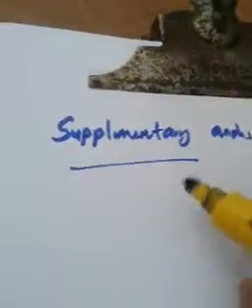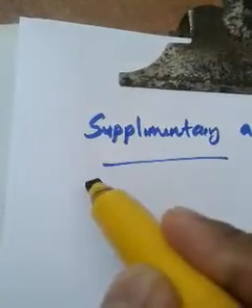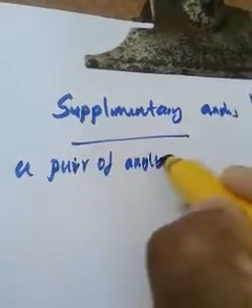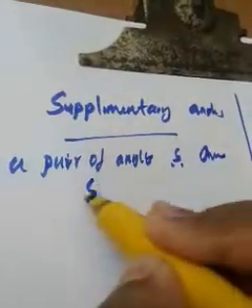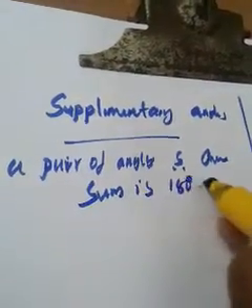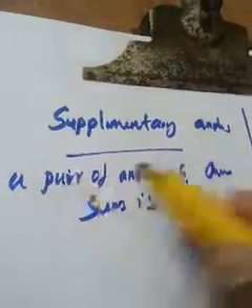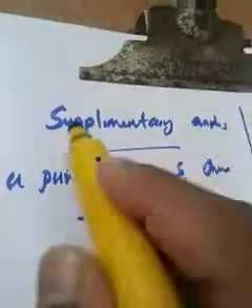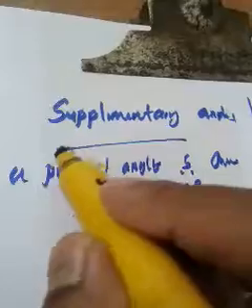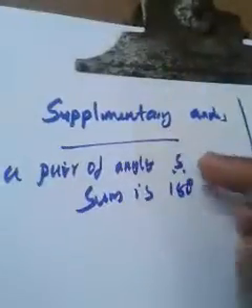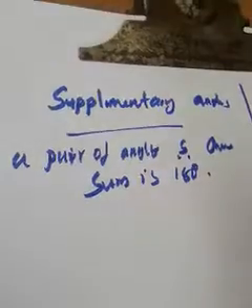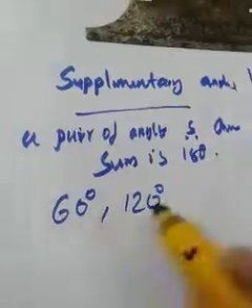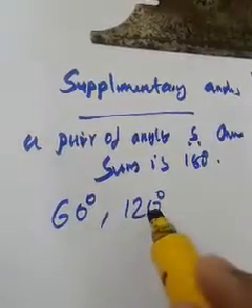So what are supplementary angles? A supplementary angle is defined as a pair of angles such that their sum is 180 degree. What do you mean by a pair of angles? Two. Pair stands for two, like a pair of chappals, two slippers. So supplementary angles means two angles such that their sum should be 180 degree. Can you give me an example? 60 degree and 120 degree. They are supplementary. Why? Because what is the sum of 60 and 120?